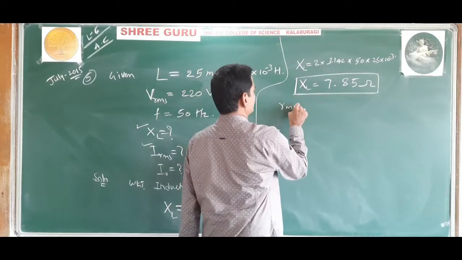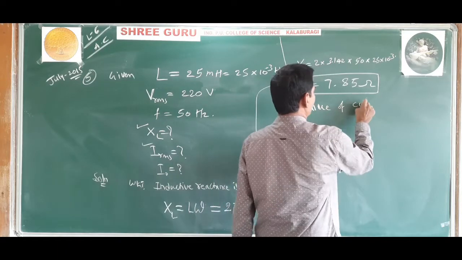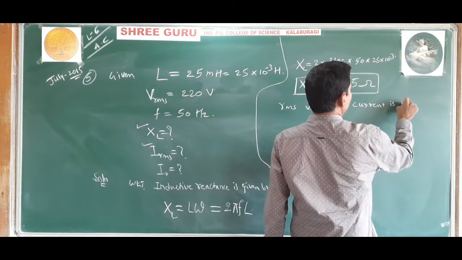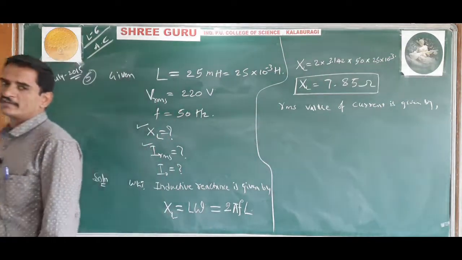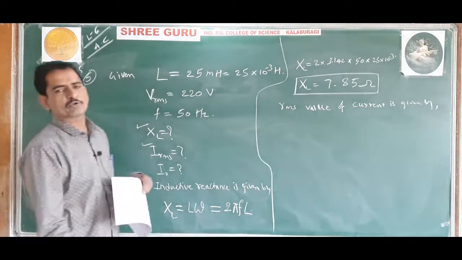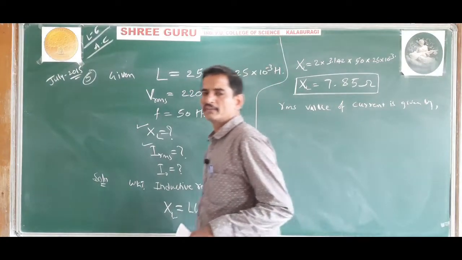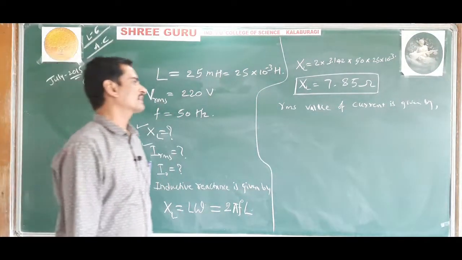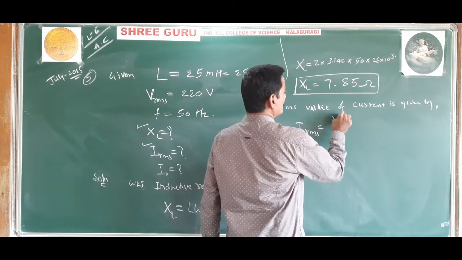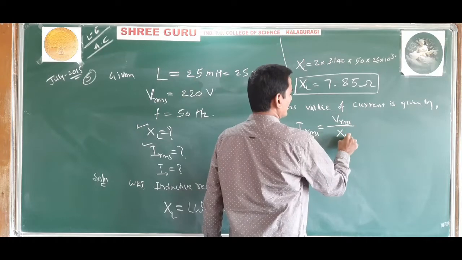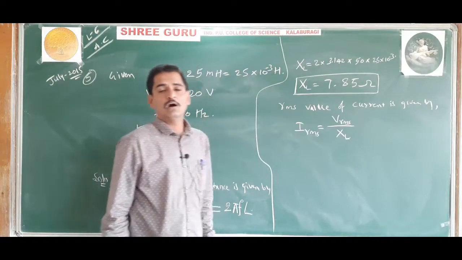Now the RMS value of current is given by, okay, which circuit is it? It is a pure inductive circuit because only an inductor is given. There is no capacitor and no resistor. In a pure inductive circuit, the RMS value of current is given by IRMS is equal to VRMS divided by XL. Hope you understood how to write these formulas.